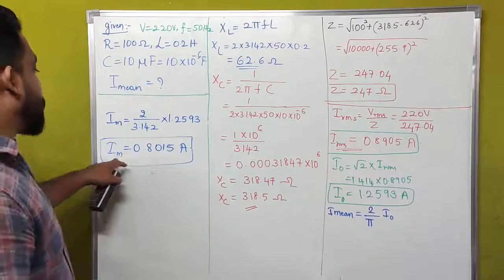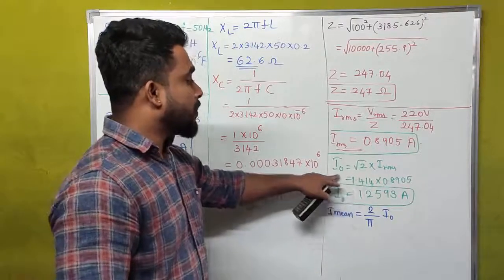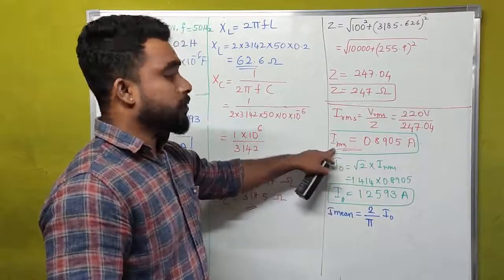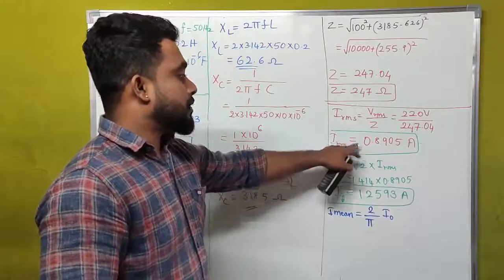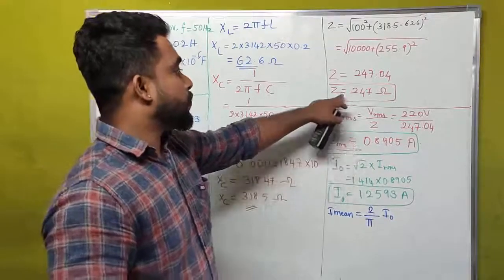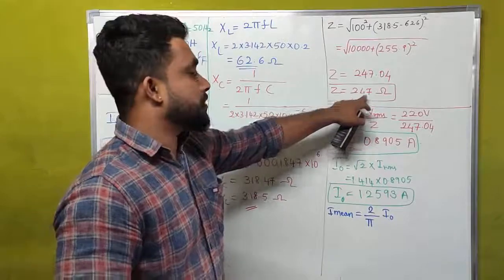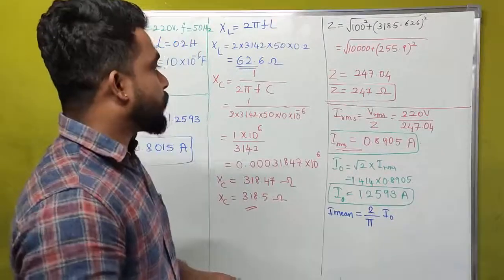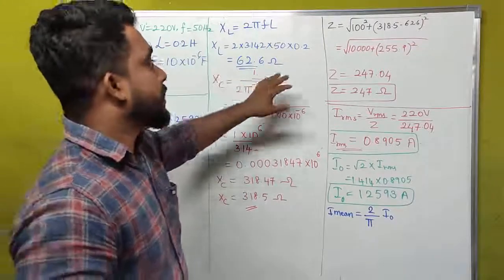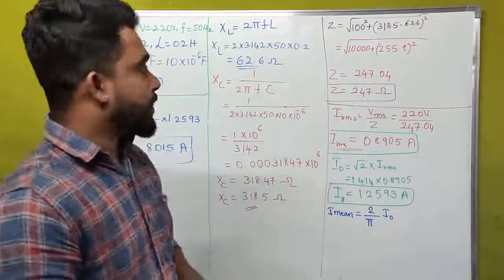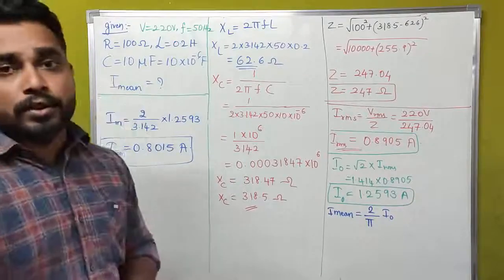If you want to find out I mean, we should know the value of I naught. Here we have found out I naught. If you want to find out I naught, we should know the RMS value of current. Here we have found out the RMS value of current. For that we need Z, the impedance of the circuit, that is Z is equal to 247.04 ohms. Without the help of XL and XC, inductive reactance and capacitive reactance, it is highly impossible to find out the value of impedance. So these are the procedure to find out the mean value of current.